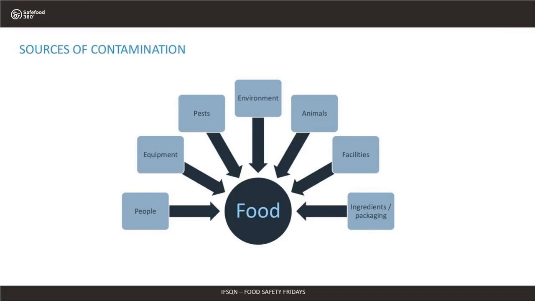So people, obviously, food handlers, the equipment we use, pests, which we need to manage, the environment, and so on. Ingredients and packaging, yes, we're introducing into the products, obviously, and facilities. So there's quite a lot of opportunity and many sources from which these hazards can originate, and this is the reason it's so complex to identify in food safety those points at which we need to take action.